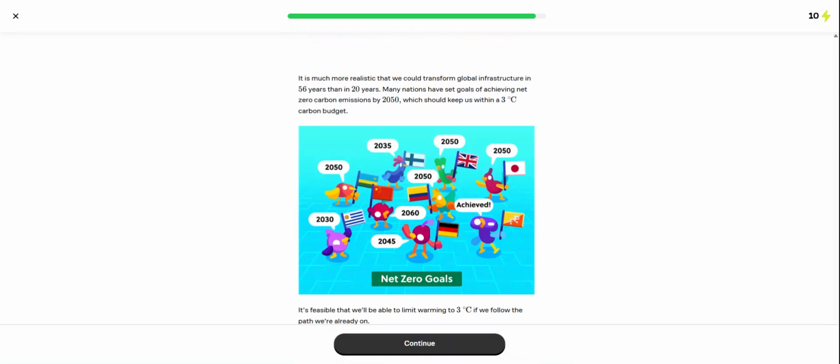Wow, we're almost at the conclusion. Anyway, let's try to finish this off. It is much more realistic that we could transform global infrastructure in 56 years than in 20 years. Many nations have set goals of achieving net zero carbon emissions by 2050, which should keep us within the 3 degrees carbon budget. It's feasible that we'll be able to limit warming to 3 degrees if we follow the path we're already on.